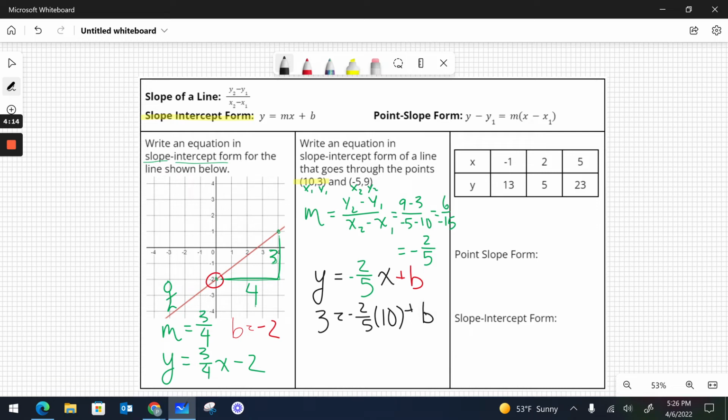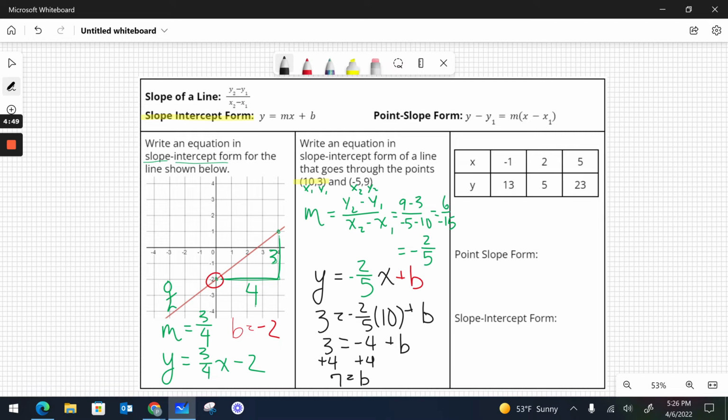Then I can simplify. 3 equals -2/5 times 10. You can do that in your calculator, but -2 times 10 would be -20. -20 divided by 5 would be -4, plus b. I want to figure out what b is, so to get b all by itself, I'm going to undo the -4. I'm going to add 4 to both sides. So I have 7 equals b. So now I know what the y-intercept is going to be.